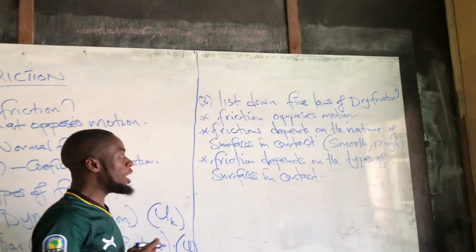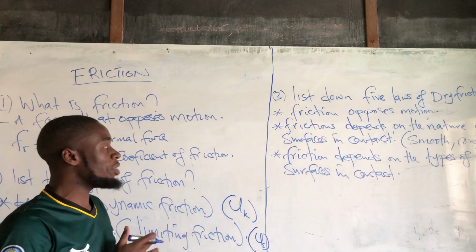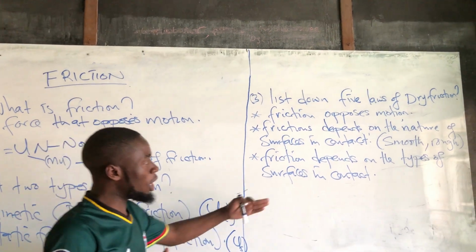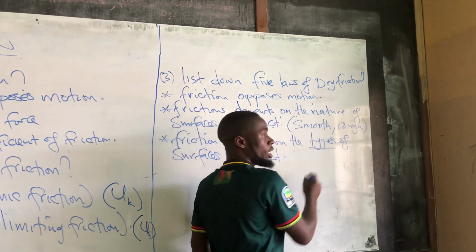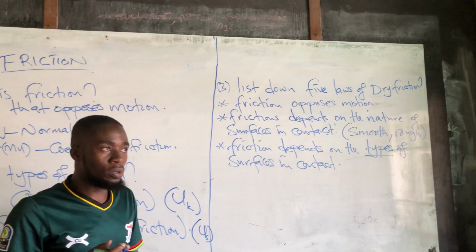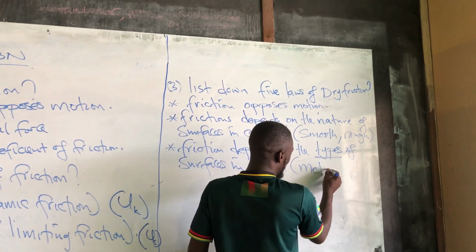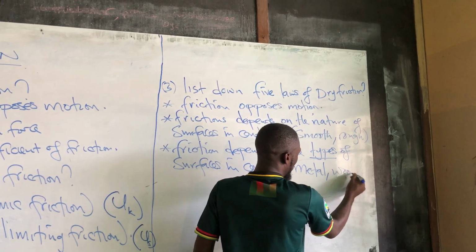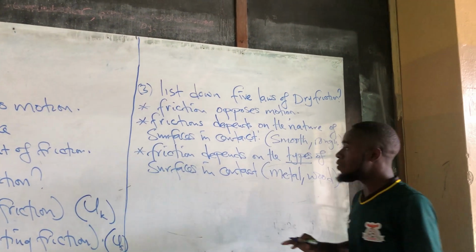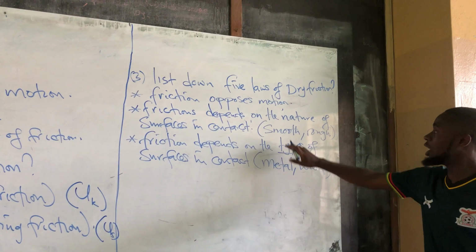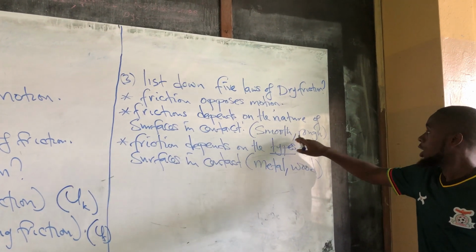So friction will depend on the types of surfaces in contact. What do I mean when I say types here? We are talking about, is it wood? Is it metal? Is it plastic? So what we mean by the types of what? Surfaces in contact. On the nature, we're talking about the smoothness or the roughness here.